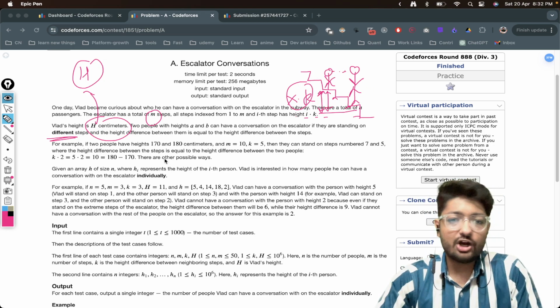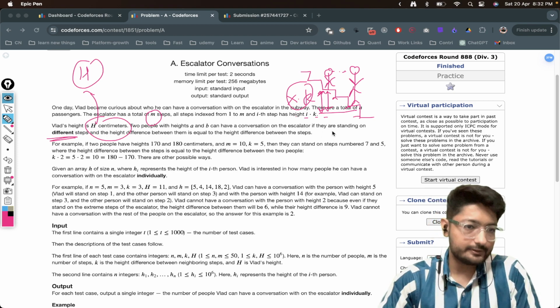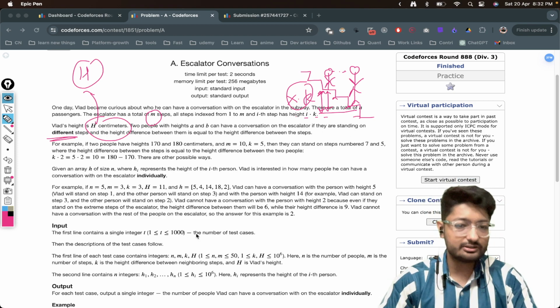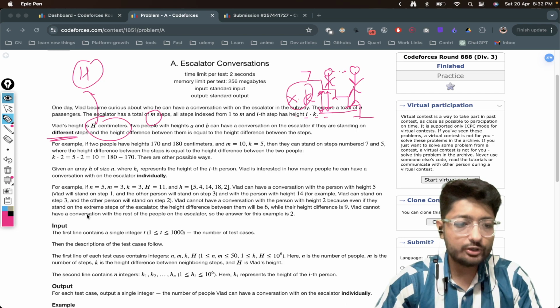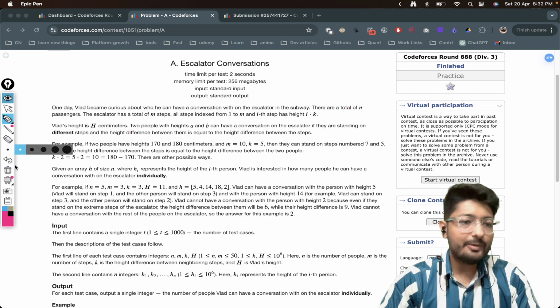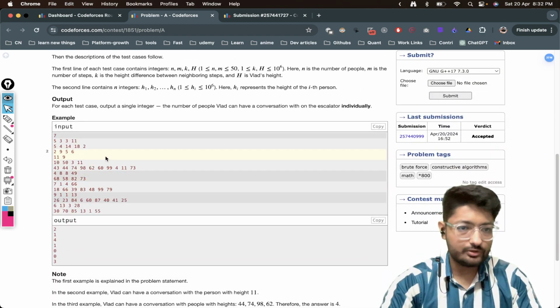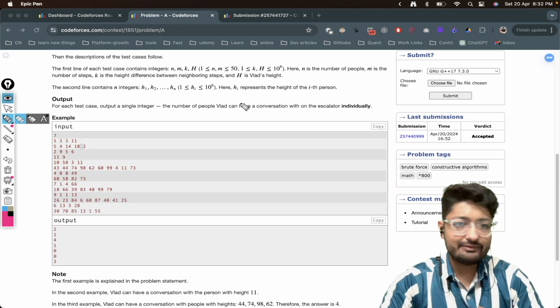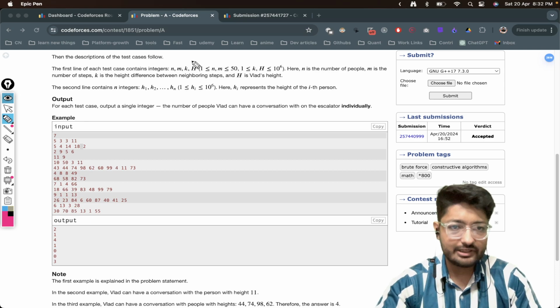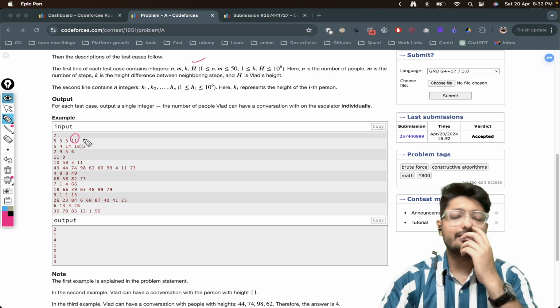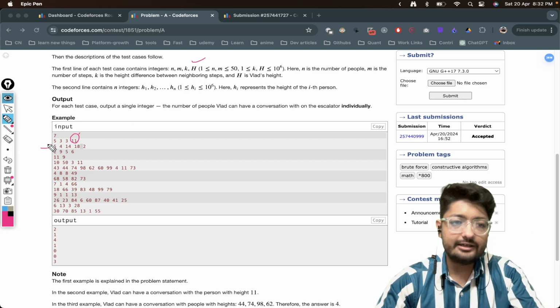So Vlad wants to see how many people he can have a conversation with. It's pretty simple now because the constraints are pretty small. What you can do is run a for loop and check how many people Vlad can have a conversation with, one by one for every person. Vlad is given the height h, which is given here, the last one. So you will take this and try to find the height difference between this and every other person.